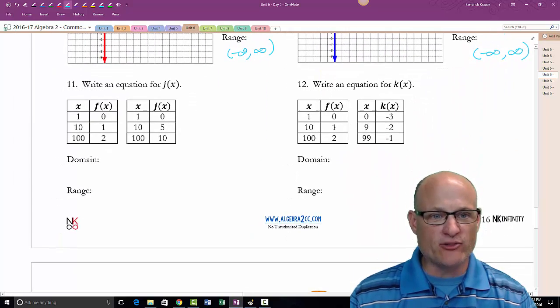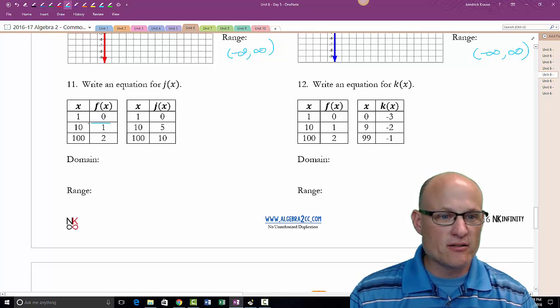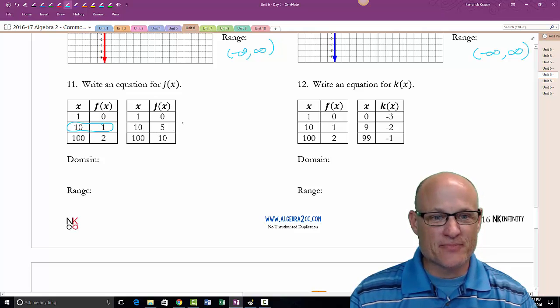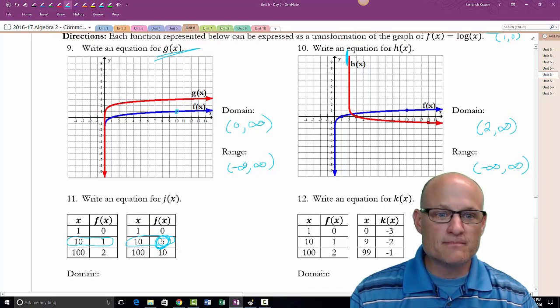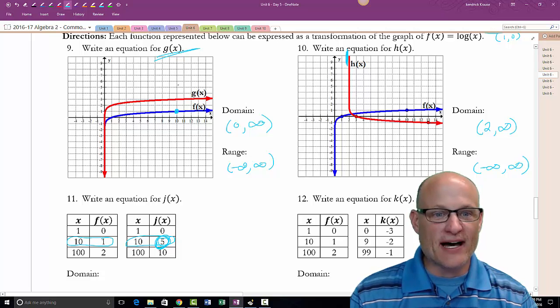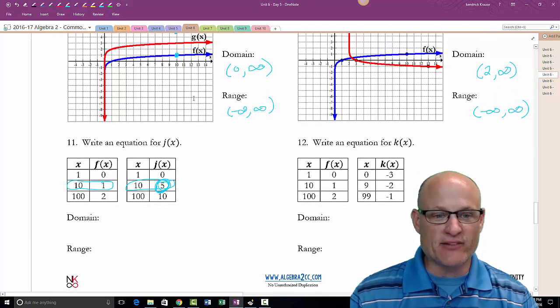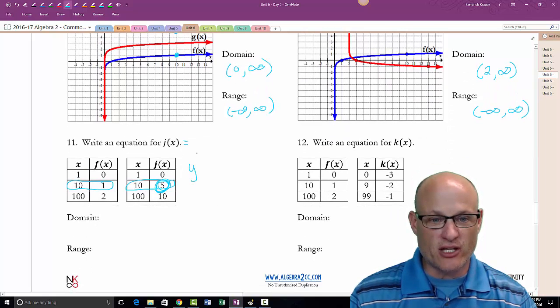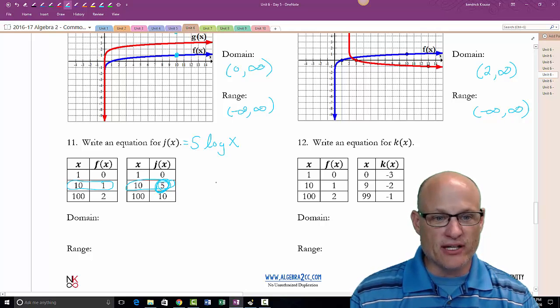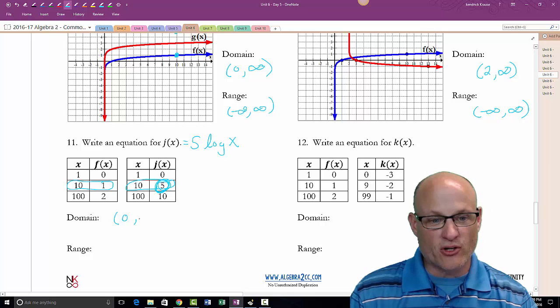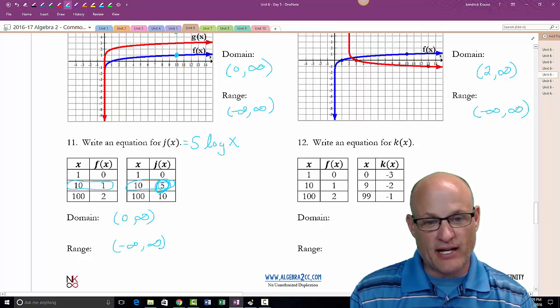All right, so now I want to write the equation for j of x. See here? Base of 10, right? What happened to my base? It got multiplied by 5, right? So normally it would go through this point, 10, 1. But now I've got the point 10, 5. So that to me means that this equation is going to be j of x equals 5 log of x. And then all that means is nothing really changed. It didn't go left or right. So my domain is from 0 to positive infinity, and my range is from negative infinity to positive infinity.